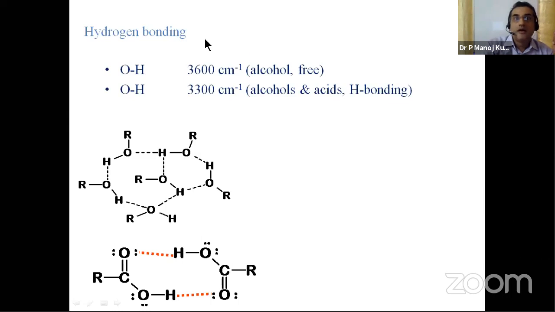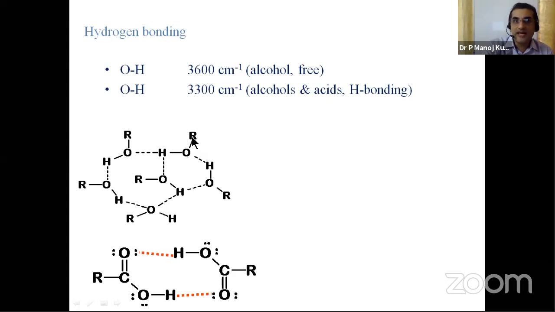Then hydrogen bonding is another important tool. It is an important aspect in infrared spectroscopy. So what is hydrogen bonding? When hydrogen comes between two strongly electronegative atoms, one it will hold by a covalent bond, and another one it will hold by a weak electrostatic force of attraction, which you call as hydrogen bonding.